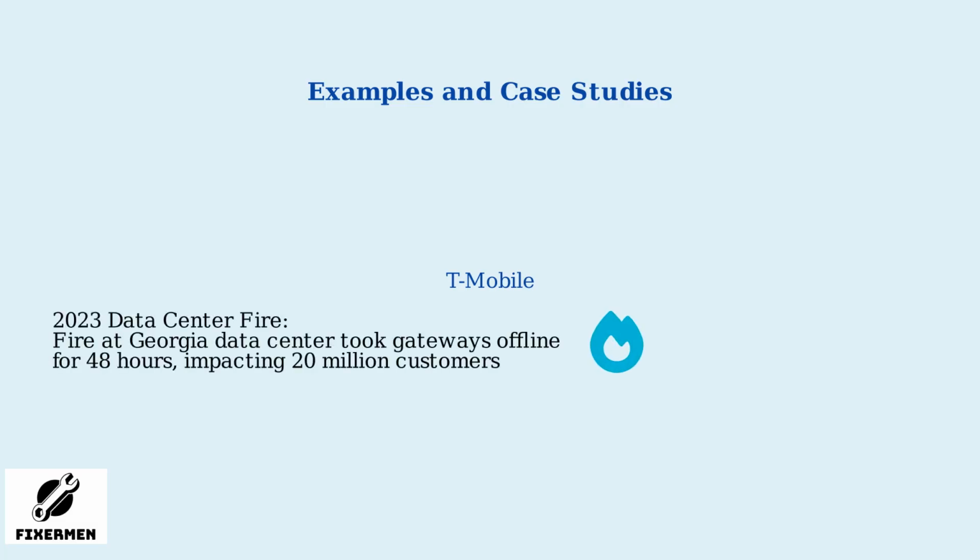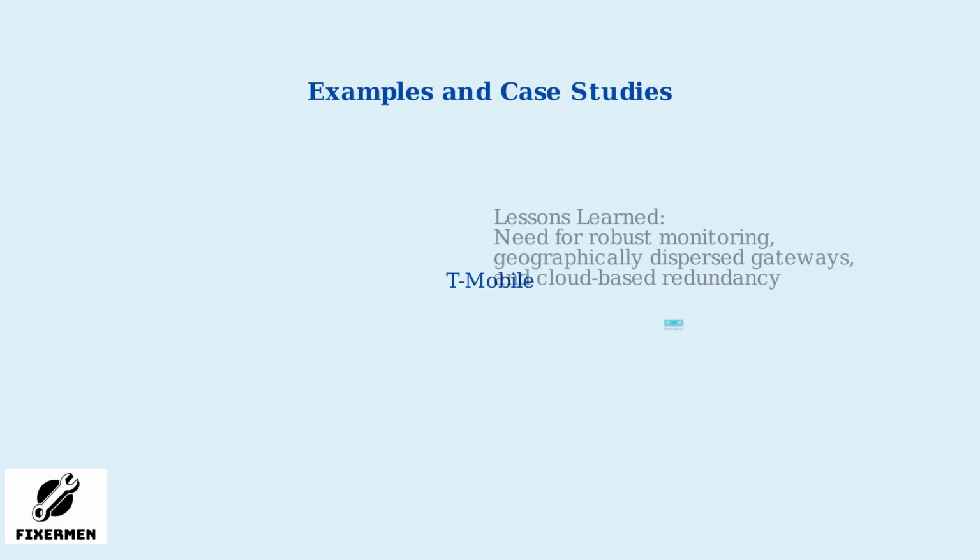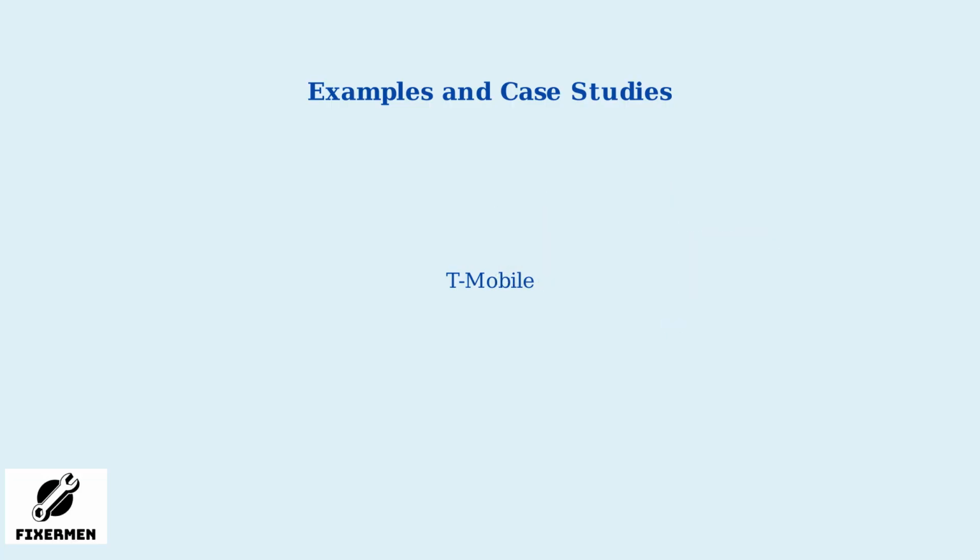Another significant case was a data center fire in June 2023 at a Georgia facility, which took gateways offline for 48 hours and impacted 20 million customers. The fix involved emergency failover to redundant cloud instances, costing T-Mobile millions, but highlighting the importance of geographically dispersed infrastructure. These incidents highlighted the need for robust monitoring, geographically dispersed gateways, and cloud-based redundancy. T-Mobile has learned from these past events and implemented safeguards to prevent similar occurrences.